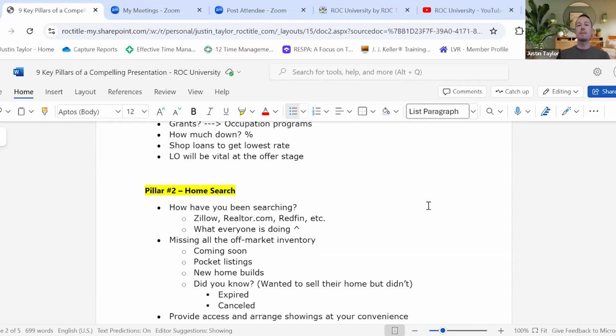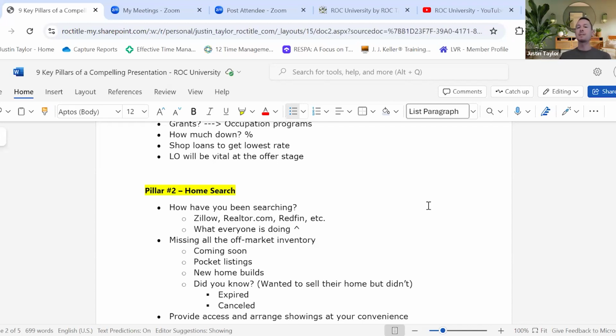We want to understand their behavior. What platforms have they been looking at? Of course, they're going to say Zillow, Realtor, Redfin, wherever it is, right? That's where everybody's looking. But did you know that you're missing all the off-market inventory? I have access to that. So based on our conversation and what you're looking for, you may not be finding what's active, but there's a slew of off-market inventory that we need to take a look at. There are things called coming soon that more times than not are never syndicated to the public, right?